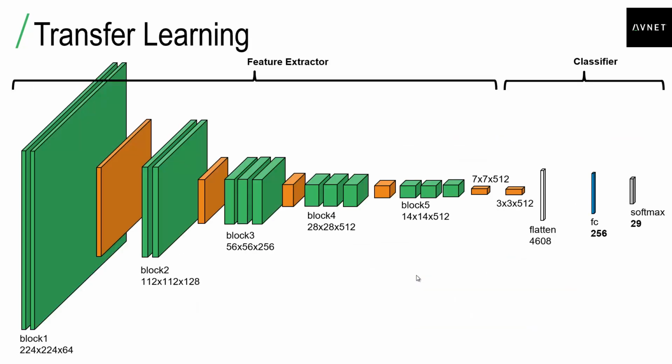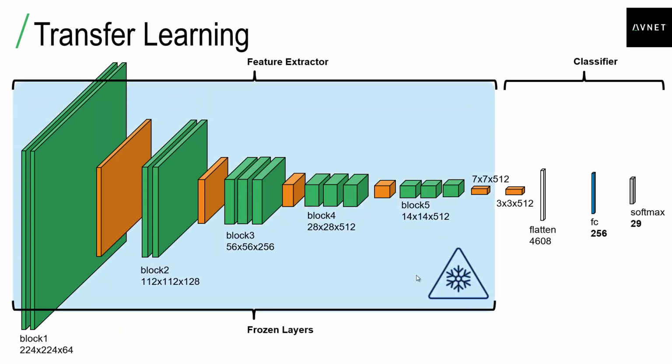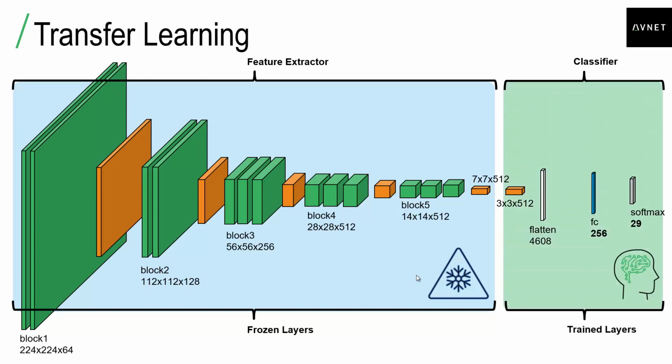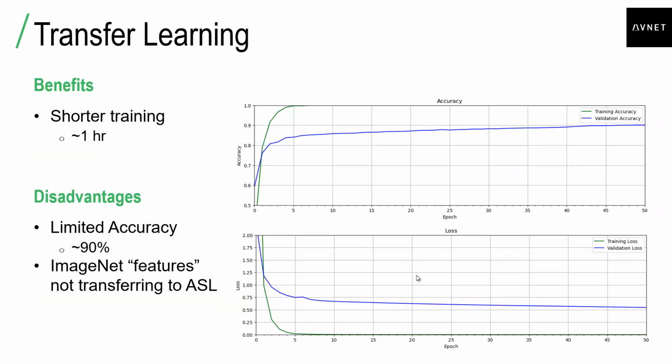Another technique would be transfer learning. So we want to take the benefits of the model that's already been trained on a data set and apply it to our new data set. So in this case, we'd want to freeze the feature extractor, the backbone of the model, and only train the classifier. Now, the benefits of this is much shorter training cycles. The disadvantage, I've run this, turns out that we hit a plateau on the accuracies, about 90%. So it turns out that in this case, the ImageNet features are not transferable to the American Sign Language.